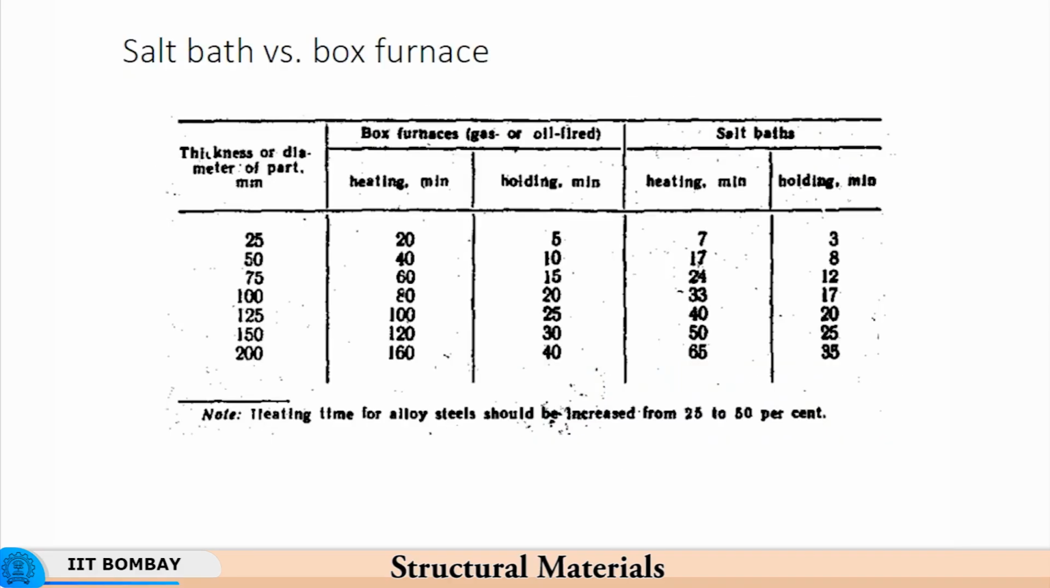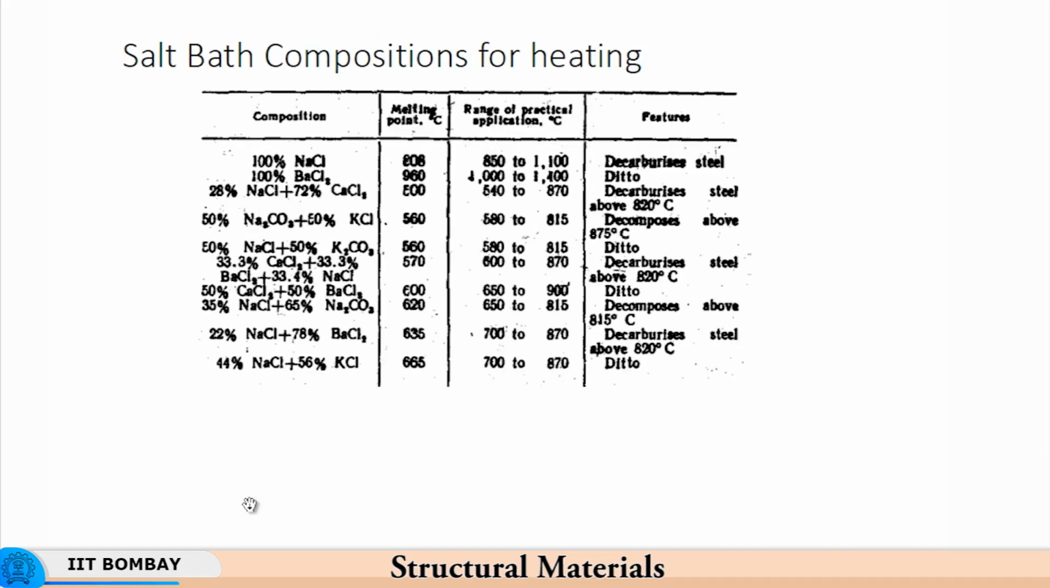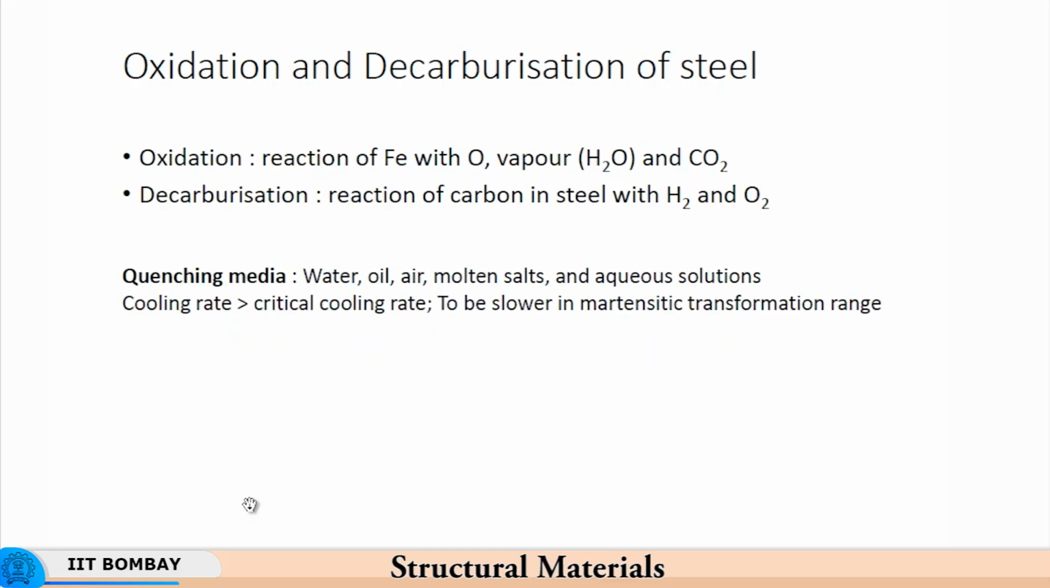So, we have seen the distinction between gas and oil fired furnaces versus salt bath furnaces, where temperature control is much better in a salt bath furnace, and therefore, the heating time and holding time are also much lesser in case of a salt bath furnace. Whereas, there are different kinds of salt baths and salt bath compositions, and there are certain features each one has, particularly the deleterious effects of these salts on decarburization of steel, particularly because steel has got carbon in it, and decarburization would lead to very non-uniform distribution of carbon over the entire steel mass.